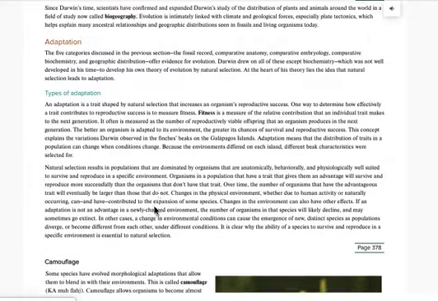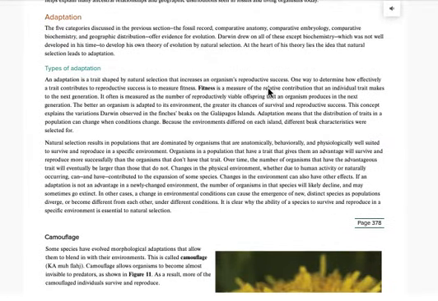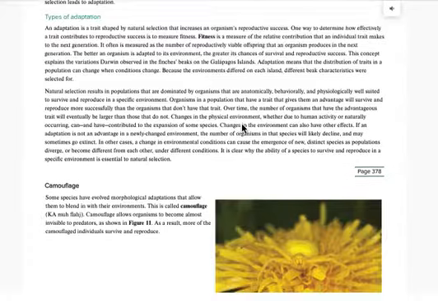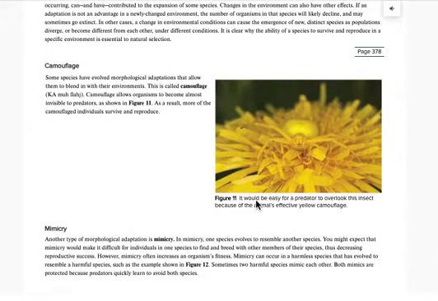Another example that we're going to talk about is, well, I think you need to know this word, fitness. Fitness is the relative contribution of a trait and how much it'll help the next generation survive.